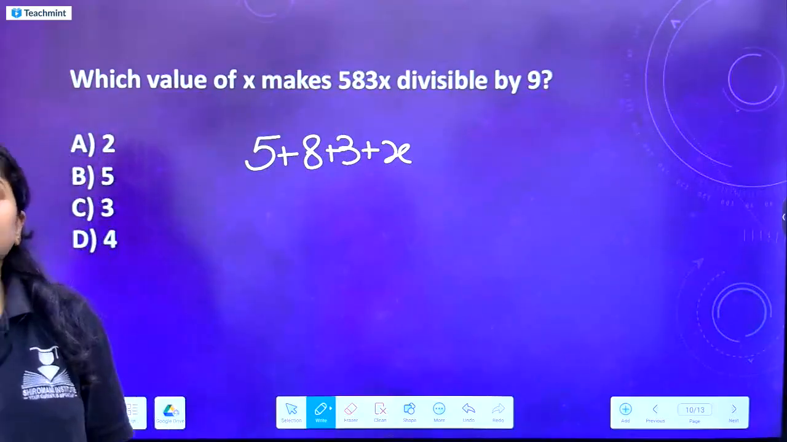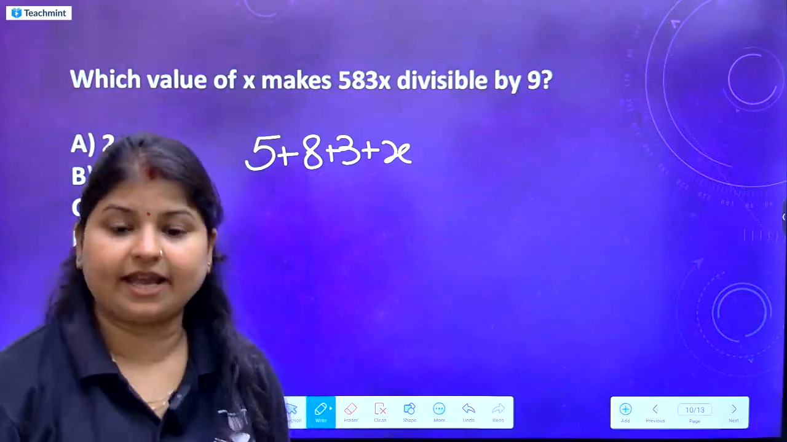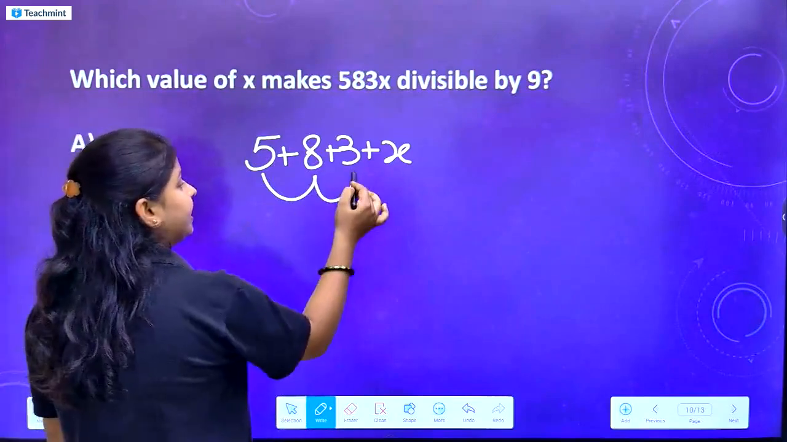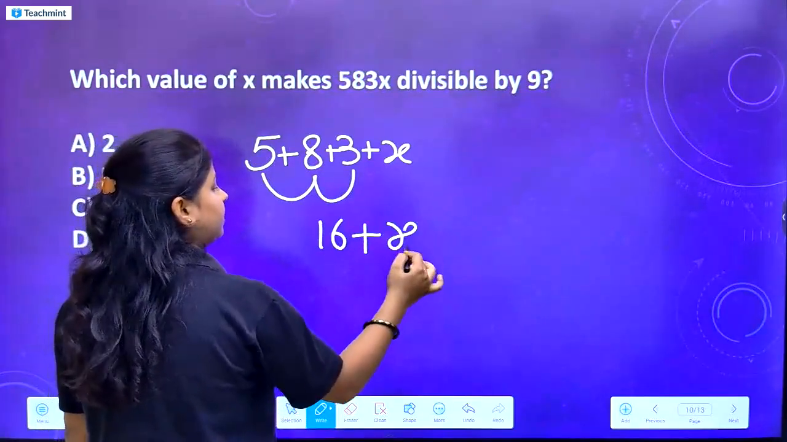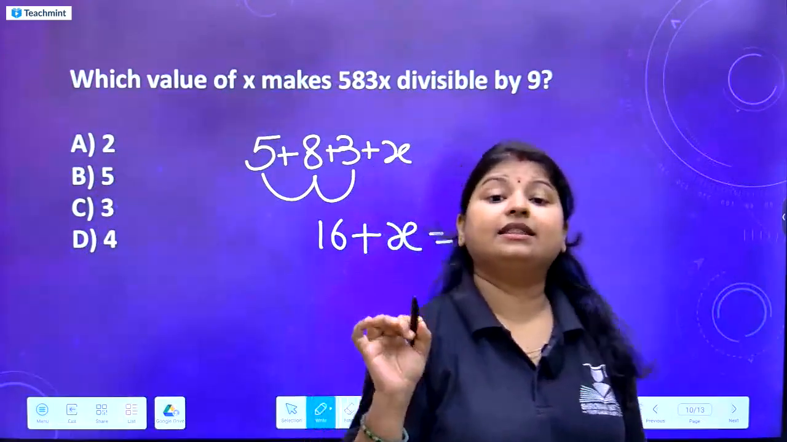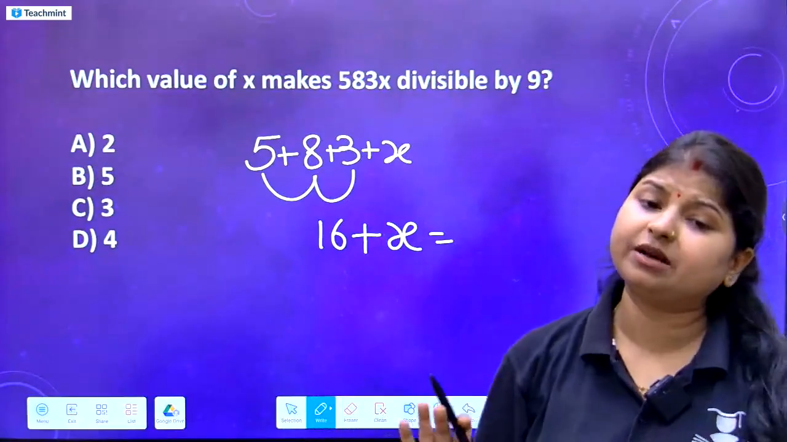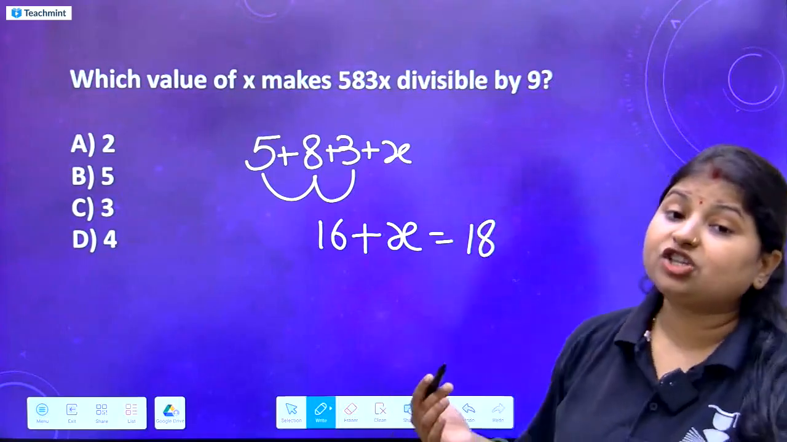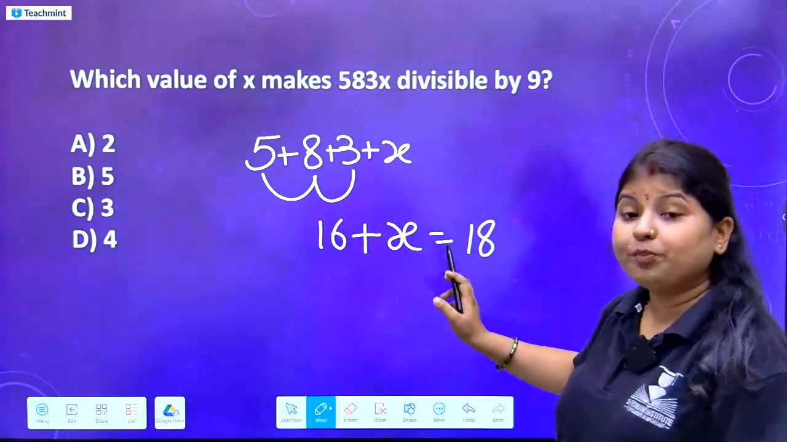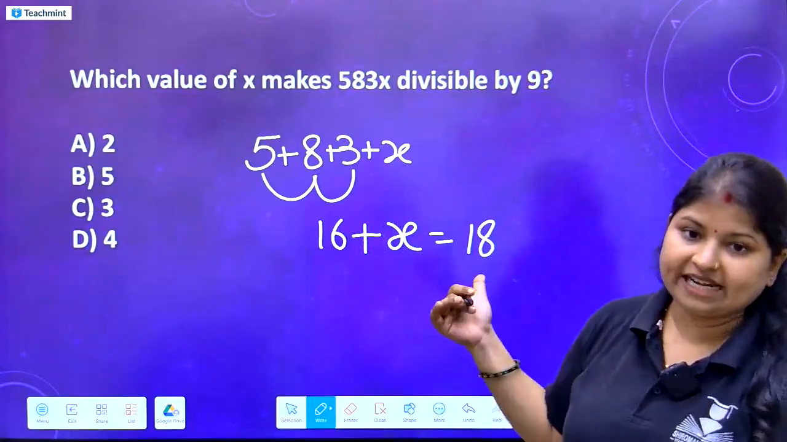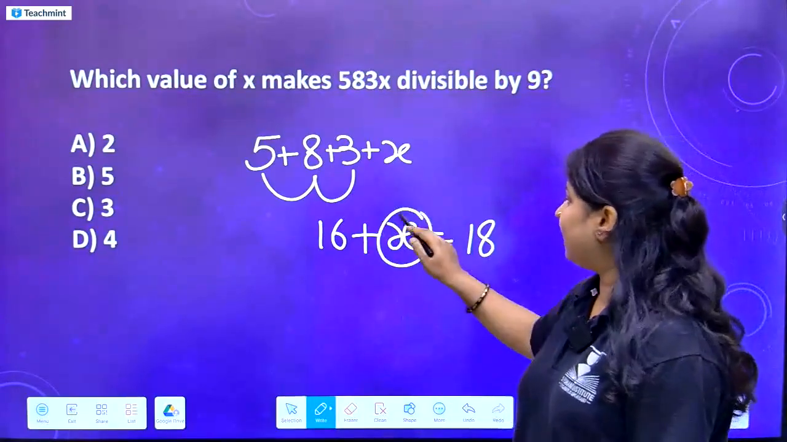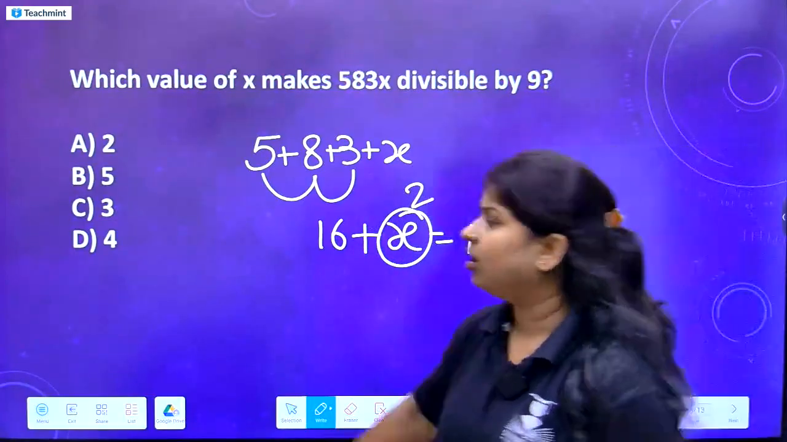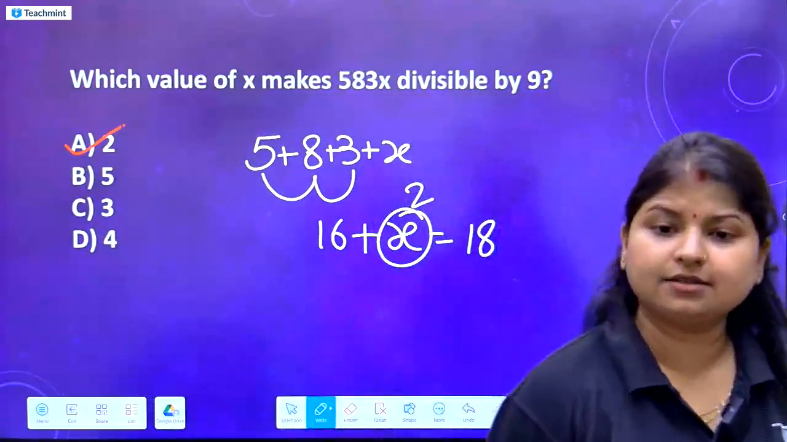Divisible by 9 means the sum should be divisible by 9. 5 plus 8, 13. 13 plus 3 is 16. After 16, the nearest number which is divisible by 9 is 18, because 9 twos are 18. What shall you add in 16 to make it divisible by 9? To make it 18, what shall you add in 16? So I will add 2. 16 plus 2, 18. Option A will be my answer.